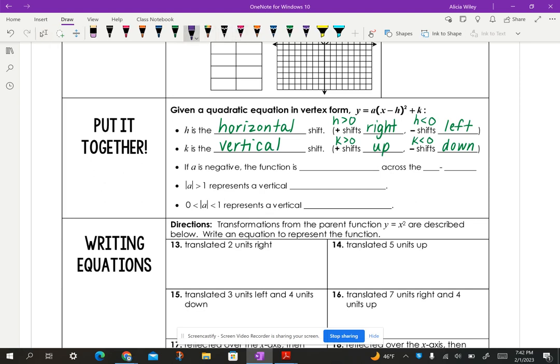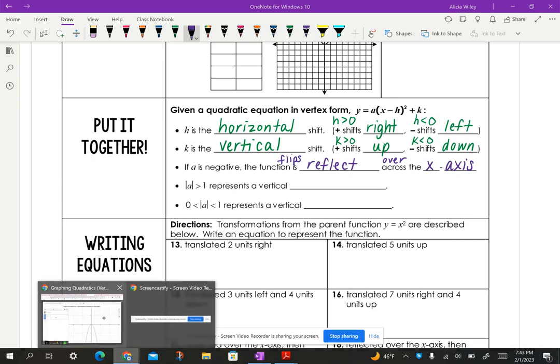So if our a value is negative, what that's going to do to your graph is cause what we call a reflection. Okay, it's going to reflect over, you can say the word over or across, the x-axis. And with this function that is reflecting, some people like to say flip instead of reflects. They might say the word flips. That's fine too. Whatever, you're just describing it. So however you describe it, as long as it makes sense, is fine.